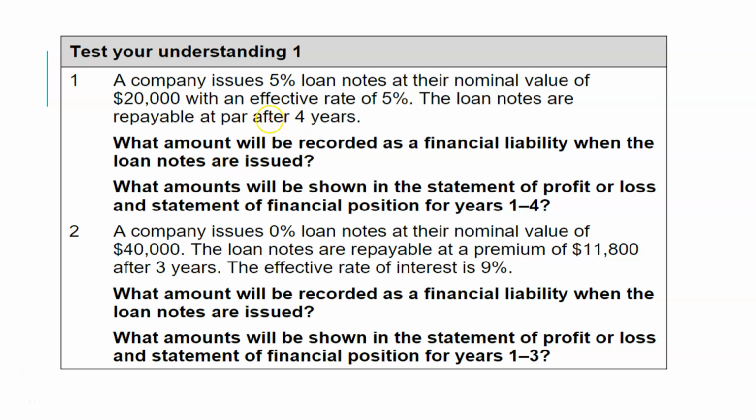Okay, let's work through the TYUs again to confirm knowledge. So we have a scenario here where, whenever you see this type of thing, it says a company issues. So the company is borrowing money. The word issues here means they are borrowing money. They're issuing a loan note, so they are borrowing money.